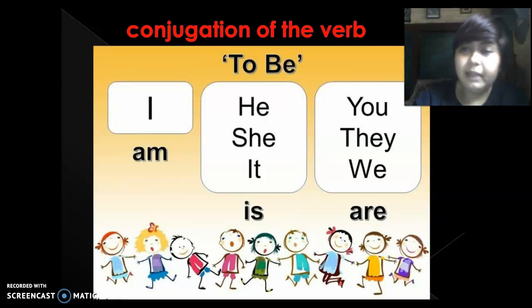Now I want to explain the configuration of the verb to be. I have three forms: am, is, and are. I use am with the pronoun I, is with he, she, it, and are with you, they, we.